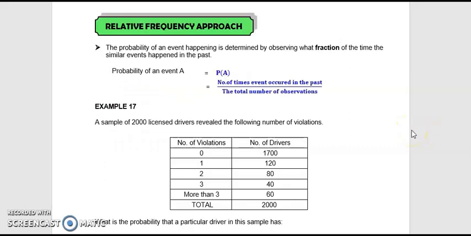Okay, second method in finding probability, we have the relative frequency approach. So the probability of an event happening is determined by observing what fraction of the time similar events happened in the past. For example, probability of event A is given by the number of times an event occurred in the past divided by the total number of observations.